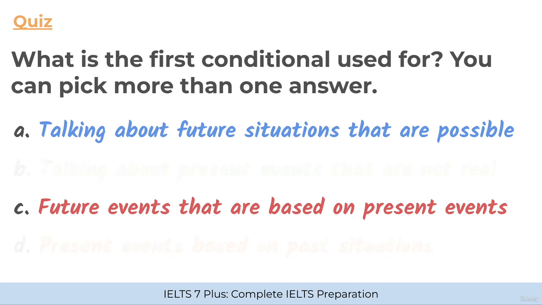Let's have a look for this one. Okay, so it's the future. The first conditional is all about the future, but it's all based on what is possible and based on other present events. So this one's a little bit tricky, but we can just remember, okay, this is all about the future, but based on possible present events that are happening currently.